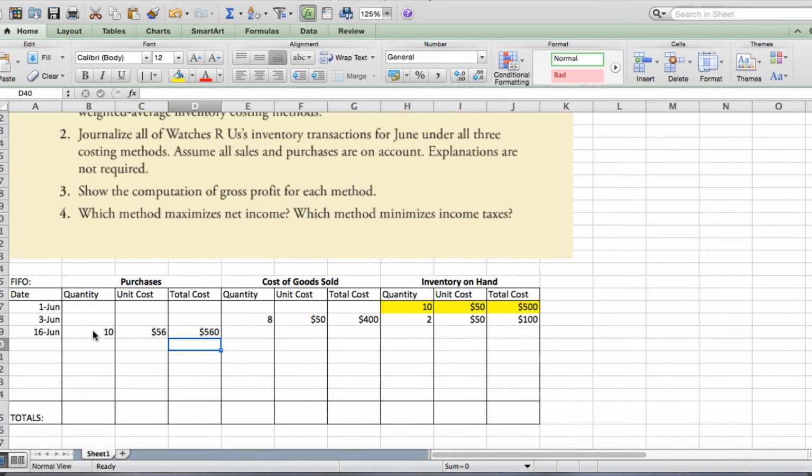Again, regardless of which method we use, the fact that we make this purchase doesn't change. How we record the purchases doesn't change no matter which method we use. Remember, the methods are only going to change how much we're recording as cost of goods sold and how much is recorded in inventory on hand. So all I need to do is show over here in the inventory on hand that now I have these 2 older ones that I already had for $50 each, and I also have 10 more new ones that each cost $56.